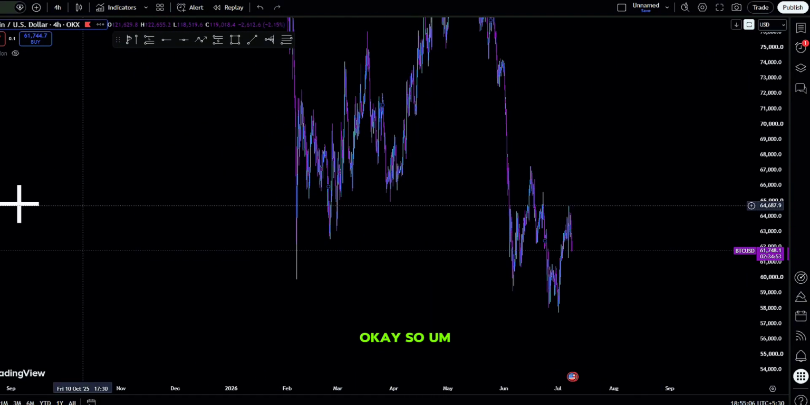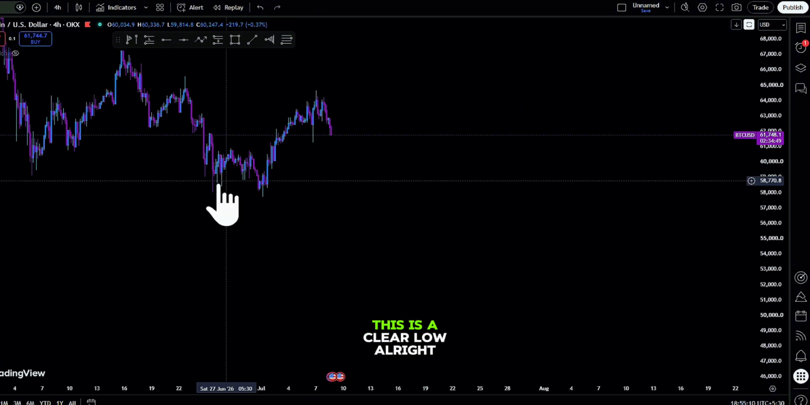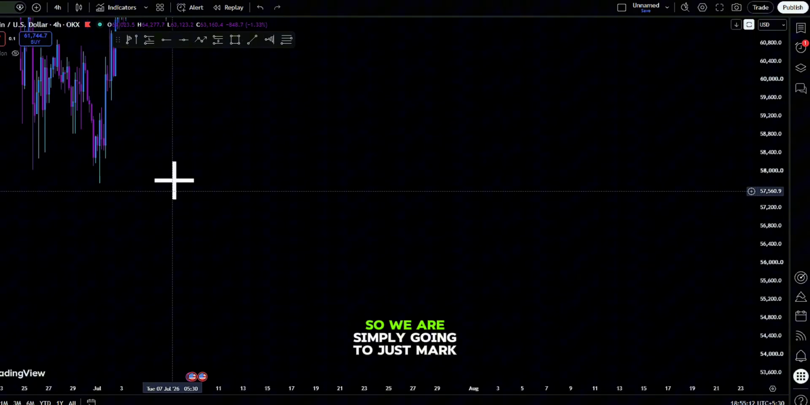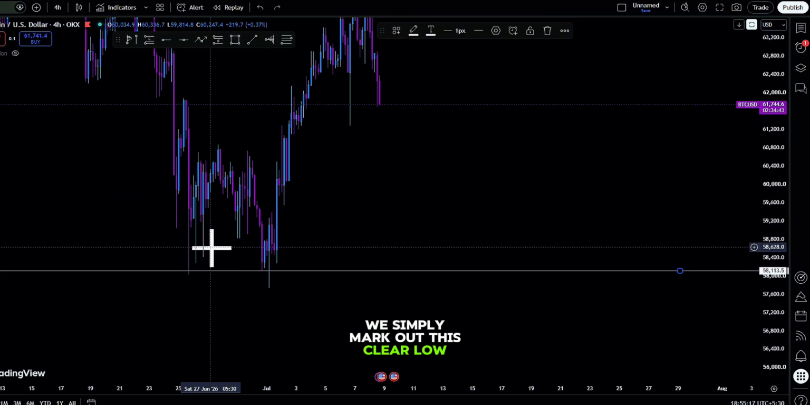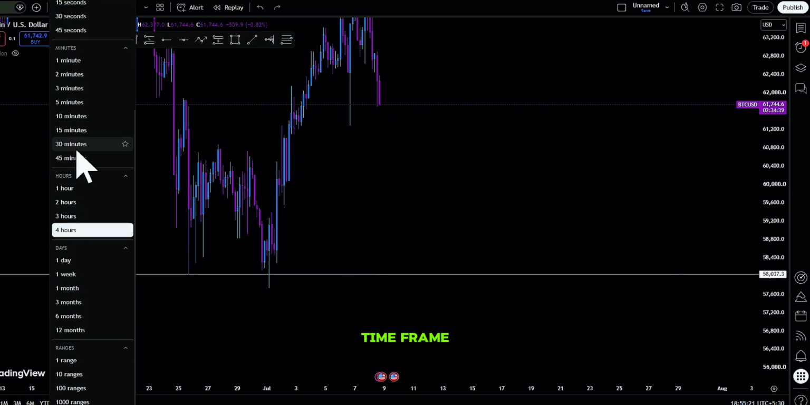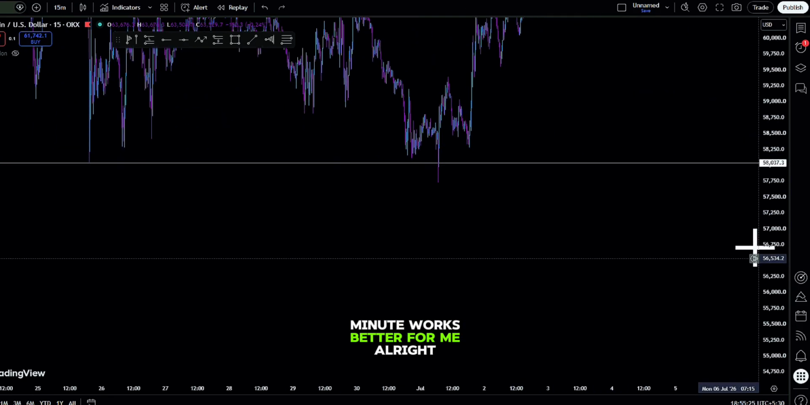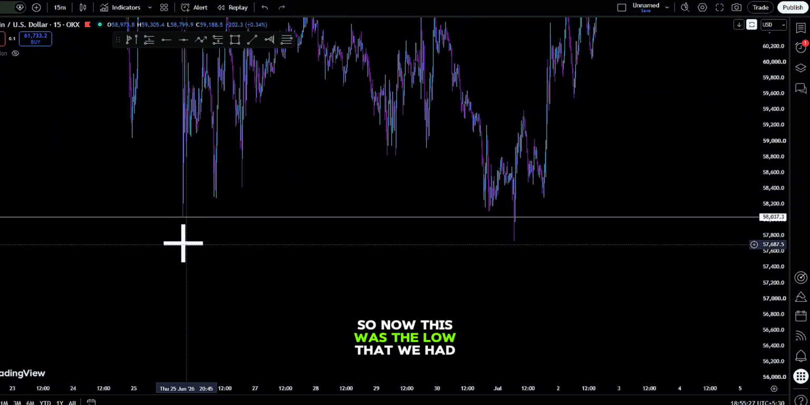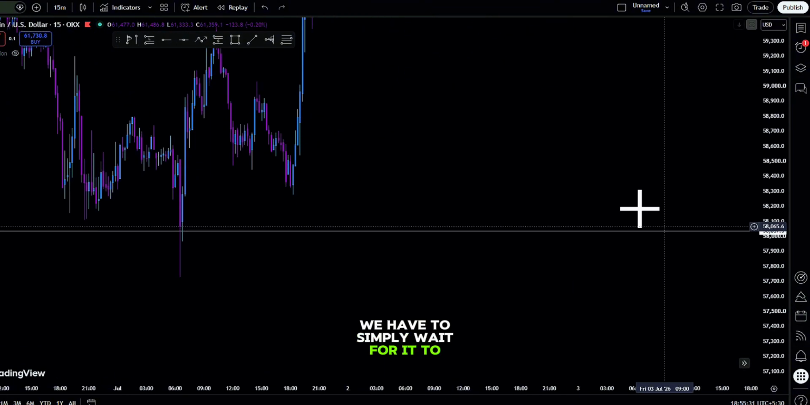Okay, so as you do see on the 4 hour time frame, this is a clear low. So we are simply going to mark it out. As you can see, the low has been marked out, and then you zoom on to the 15-minute time frame. I like that. You can also use 5-minute, but 15-minute works better for me. Now this was the low that we had marked, and when the price comes back, we have to simply wait for it to sweep.